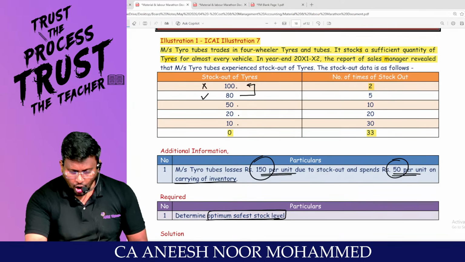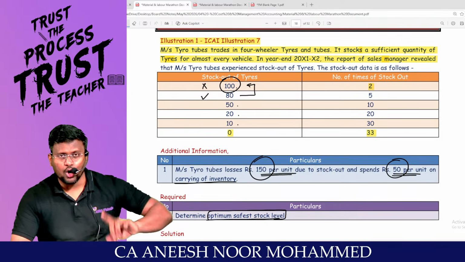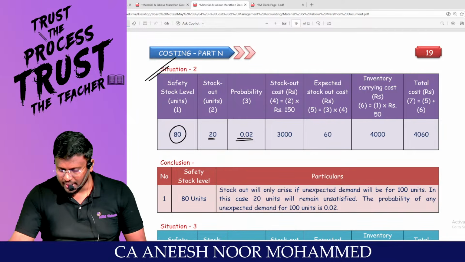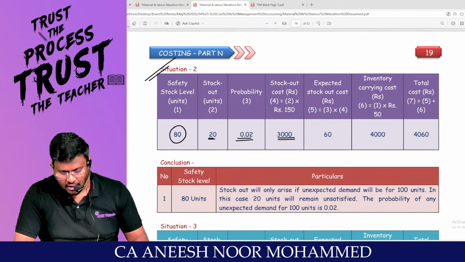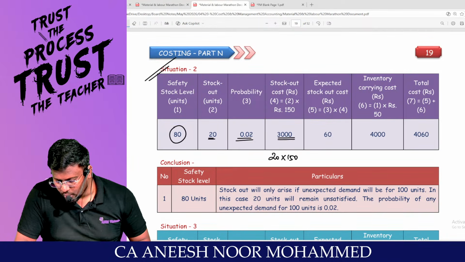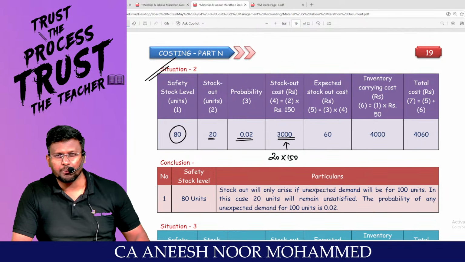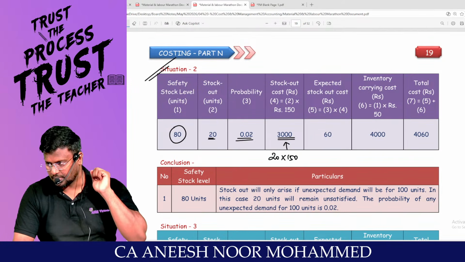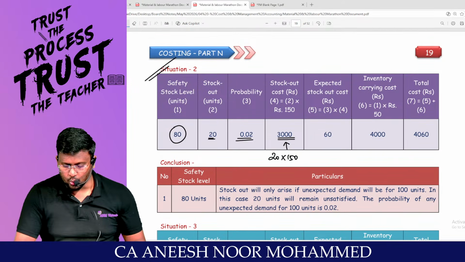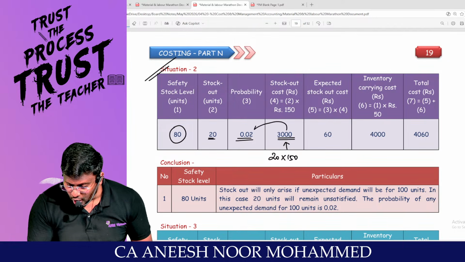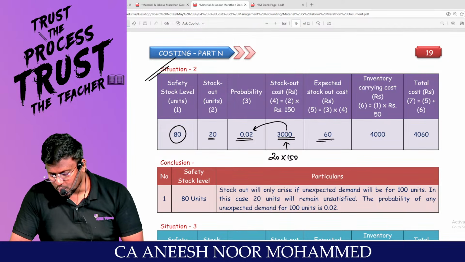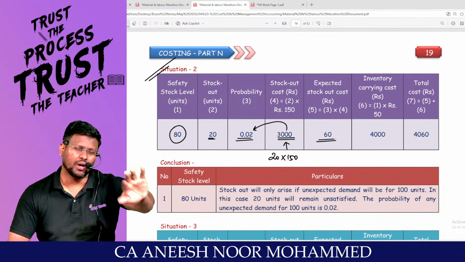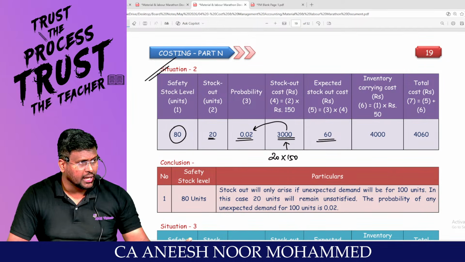But how much probability is there that a customer comes and asks for 100 tires? It is only 2%. That's why 2%. So my dear lovable students, my stock out cost will be, for 20 tires I don't have, 150 rupees I will lose if I am not able to sell them. So 20 into 150 comes to 3,000 rupees will be my stock out cost. But sir, the probability of this happening is only 2%. So 3,000 into 2% means 60 rupees I may lose, if I say to the customer, I don't have 100 tires, I have only 80 tires.